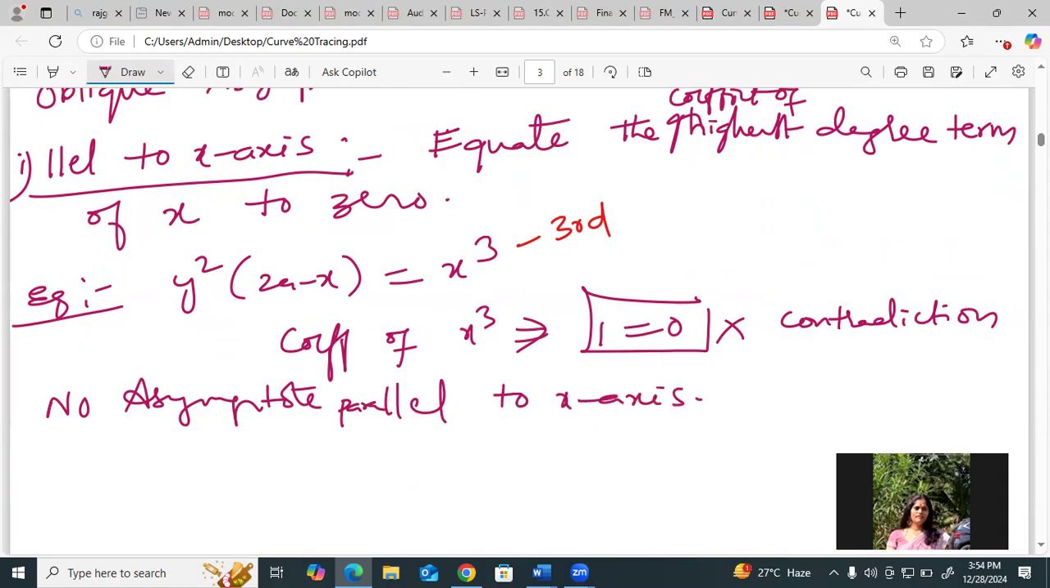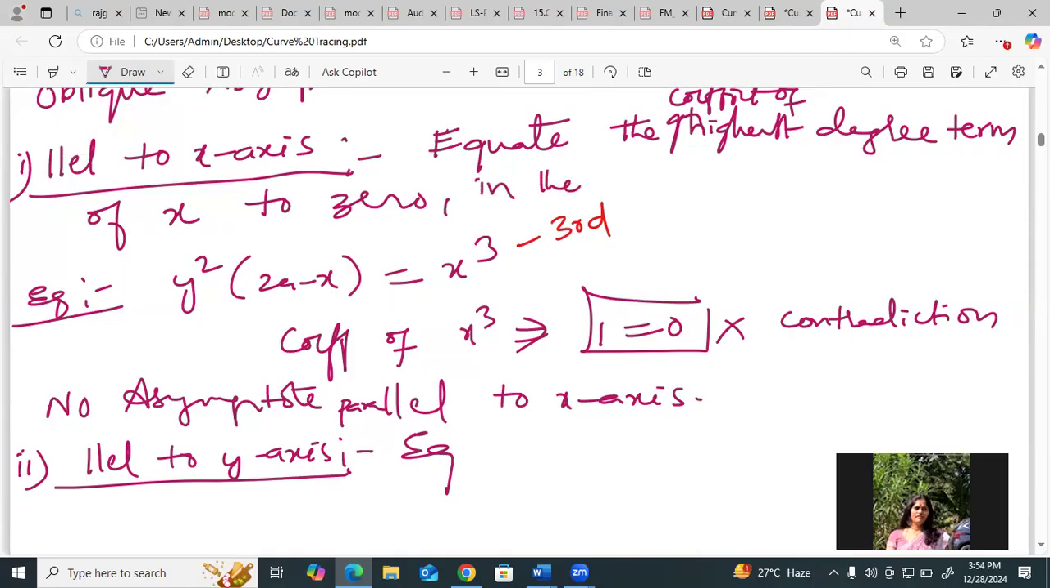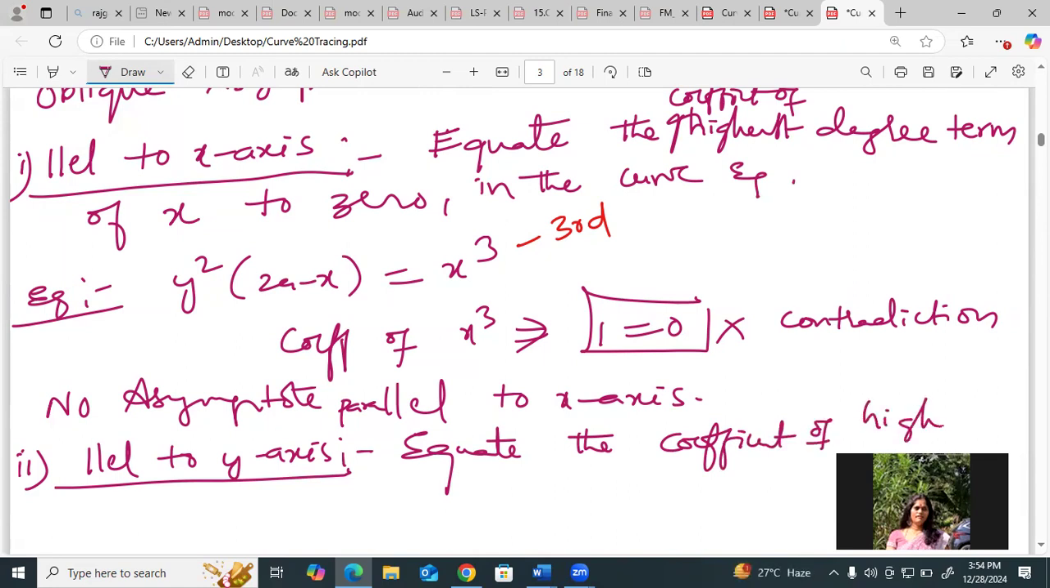Now, how do I find an asymptote parallel to the y-axis? Same criteria. In the curve equation, equate the coefficient of the highest degree term of y to 0.